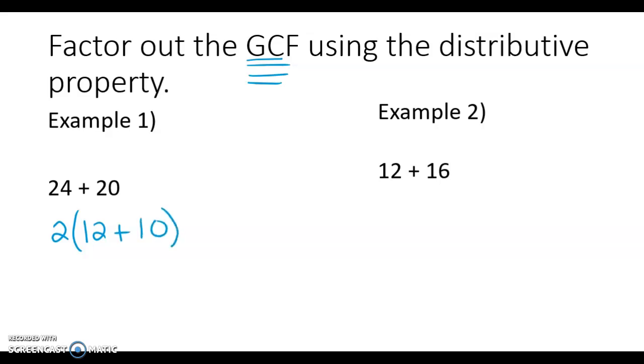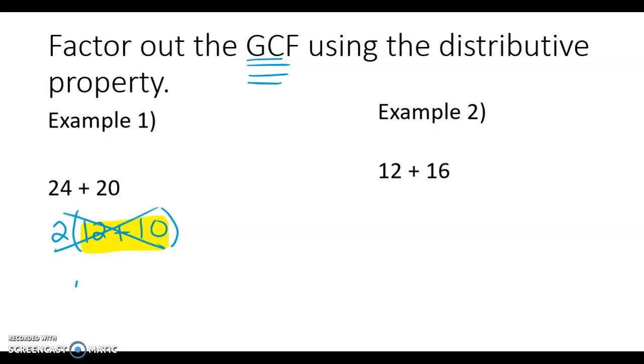I'm finished. Okay, that is a mistake because if you can still factor out another number from here, you did not factor out the greatest common factor. The greatest common factor is not 2 because right here we can still factor out a 2 from that. So go ahead and you can pause the video and correct it. Okay, so that is wrong.